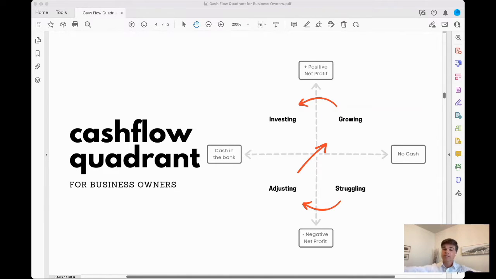But in our businesses and the businesses that I'm working through, we have a couple of them. And so our construction business, I would say we have a little bit of cash in the bank. A little bit of cash, but I would move it towards maybe the no cash side, and positive net profit. We've been running positive net profit for 2 years now, which means we would fit into the growing quadrant.